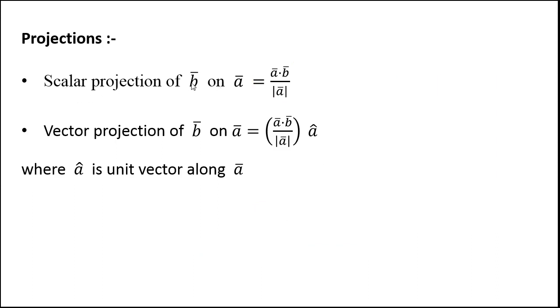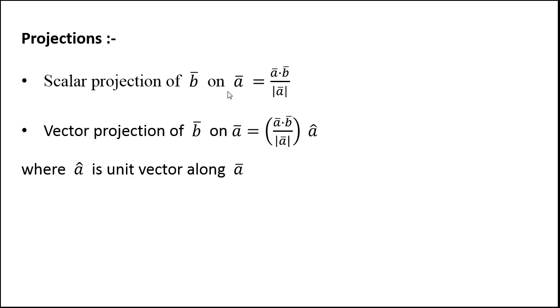Scalar projection of vector b bar on vector a bar is given by a bar dot b bar upon magnitude of vector a bar. Similarly, we define concept of vector projection. Vector projection of b bar on a bar is defined as the scalar projection multiplied by a cap. What is a cap? A cap is unit vector along a bar.